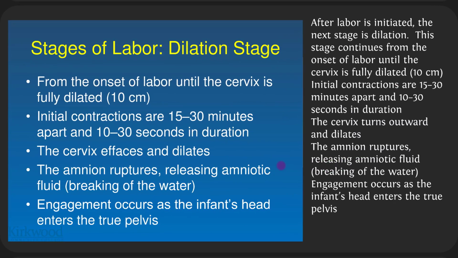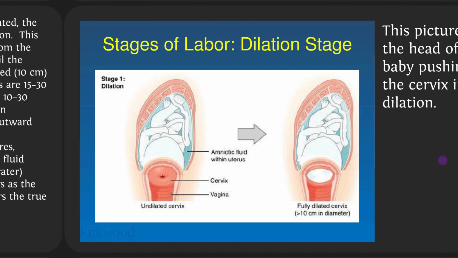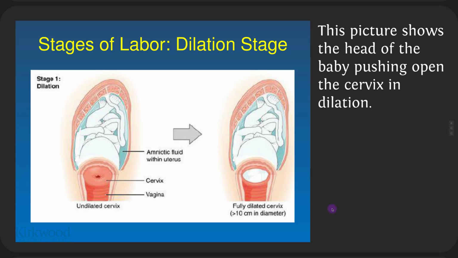After labor is initiated, the next stage is dilation. This stage continues from the onset of labor until the cervix is fully dilated, the classic 10 centimeters. Initial contractions are 15 to 30 minutes apart and 10 to 30 seconds in duration. The cervix turns outward, or effaces, and dilates. The amnion ruptures, releasing amniotic fluid. This is called breaking the water. Then engagement occurs as the infant's head enters the true pelvis. So we're at 10 centimeters and the infant's head is inserted into the pelvis.